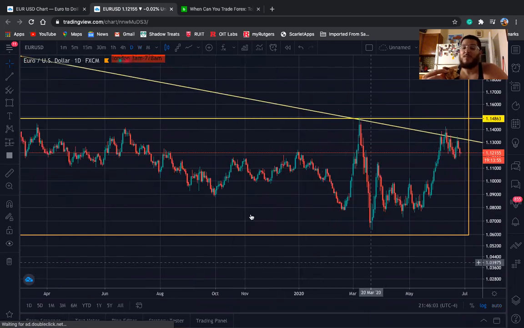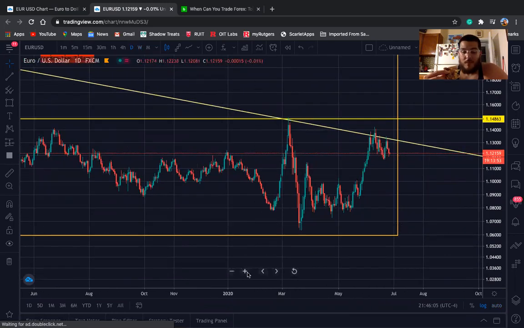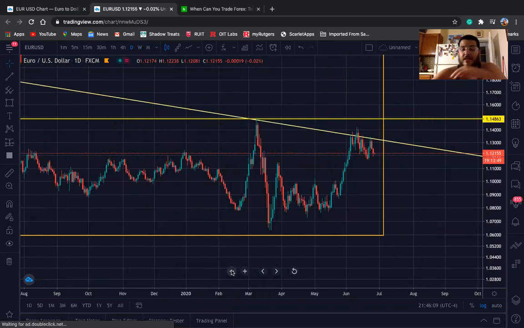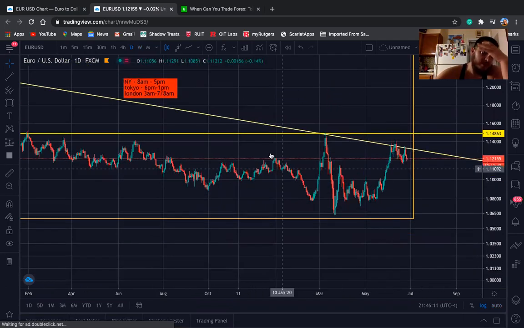No cap. I'm sorry. So, the daily chart, right? So this is the daily chart. And you'll notice that the different time frames correlate with each other.